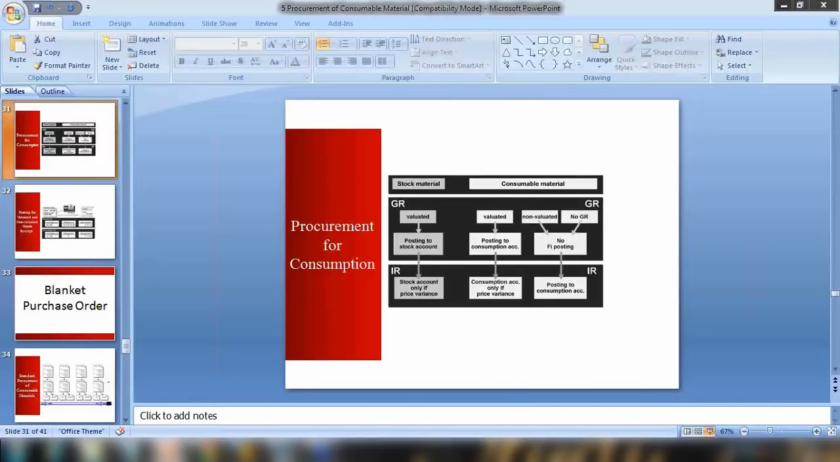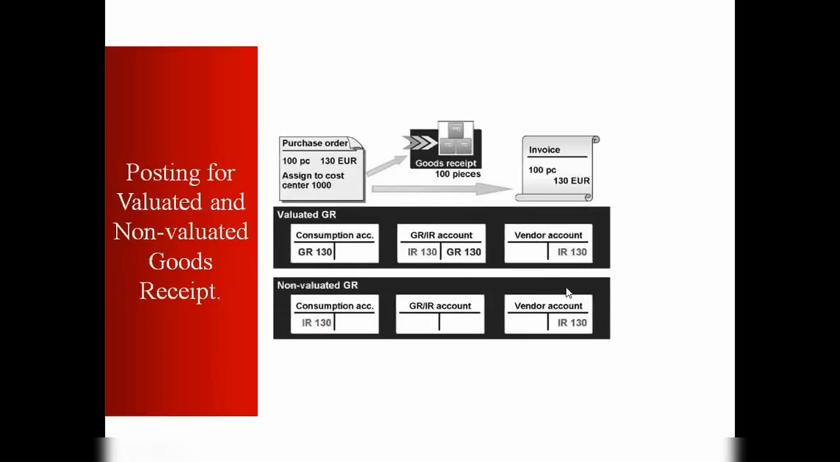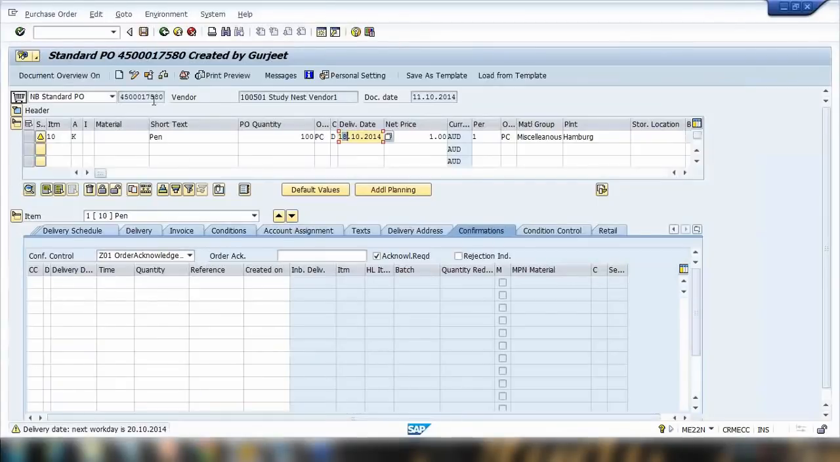This is what this slide is saying, that you can say, okay, valuation should happen in the case of good receipt, or it should not happen in the case of good receipt. If you say not happening in the case of good receipt, then it will happen in the case of invoice receipt. So let me show you how it is possible.